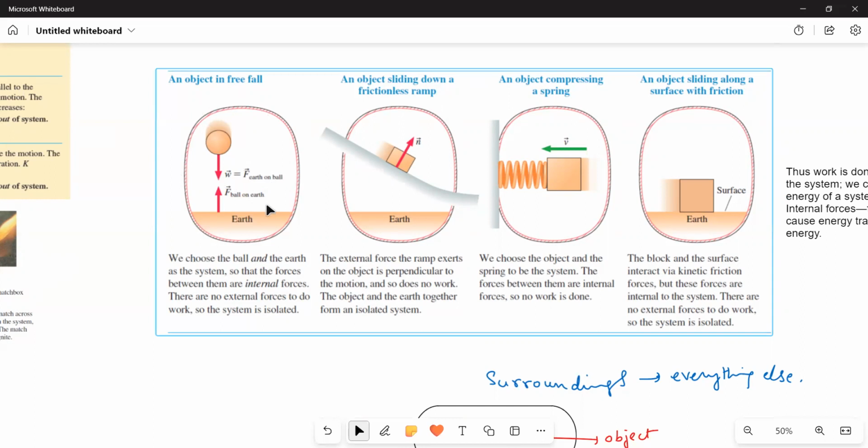and therefore the energy remains constant. Next, here, if you see this one, the object is sliding down a frictionless ramp. Not frictional, frictionless ramp. So when it is the frictionless ramp, remember the frictional forces are the non-conservative forces. Now it is another concept I will explain after this one. What are the conservative forces and non-conservative forces?